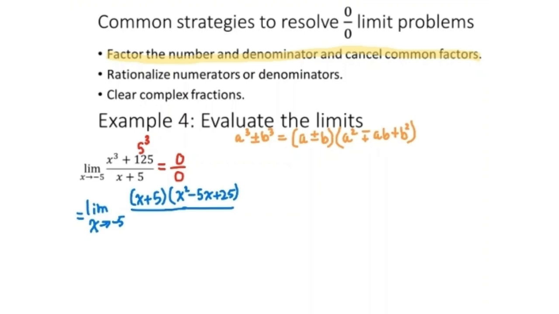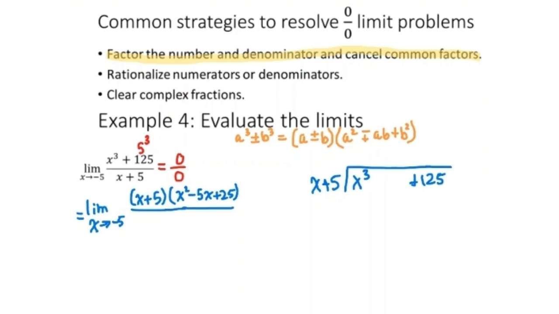The zero factor principle tells us if we know c is a factor of a polynomial, then x minus c is a factor of that polynomial. Well, since negative 5 made our numerator 0, that means x plus 5 is a factor of x cubed plus 125. From there, we can perform long division.